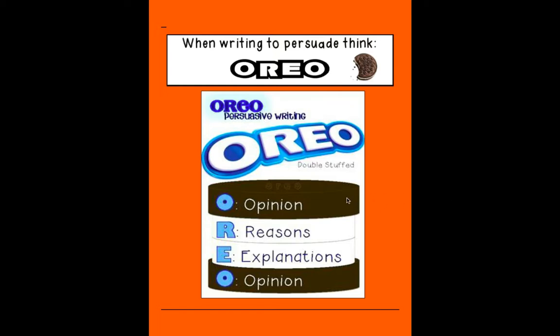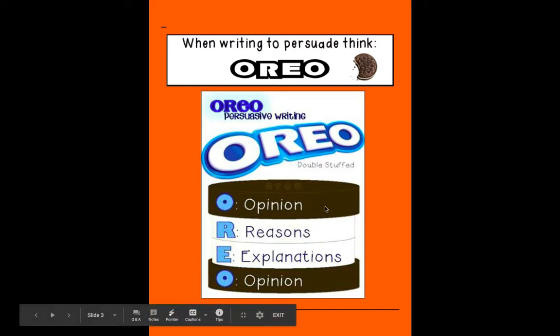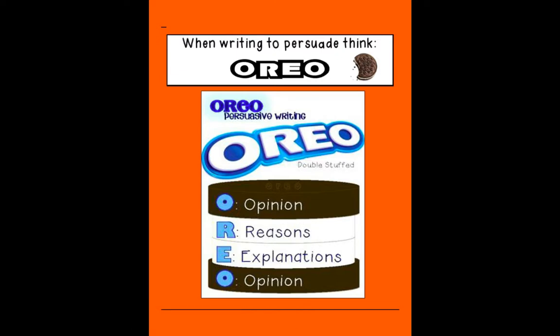And just like in a sandwich, these Oreo cookies, see how they have a top and a bottom? Well, they're the same, right? And they squish in all the good details. Just like here, we want to state our opinion in the beginning and also in the very end, and we want to make sure that all of our good reasons and expanding details are in the middle.